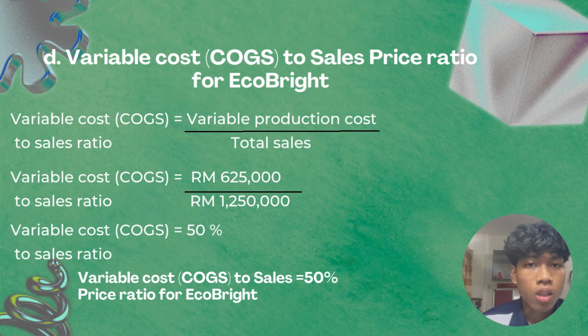So question D, variable cost of goods sold to sales ratio for EcoBright. The variable cost of goods sold to sales ratio is variable production cost divided by total sales. So RM625,000 divided by RM1,250,000. So our variable cost to sales ratio is 50%.